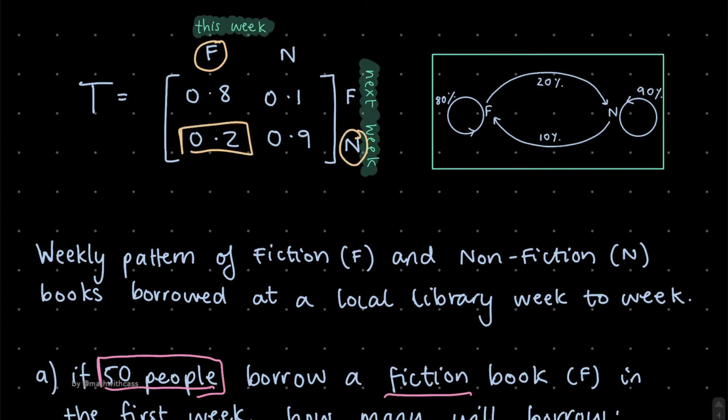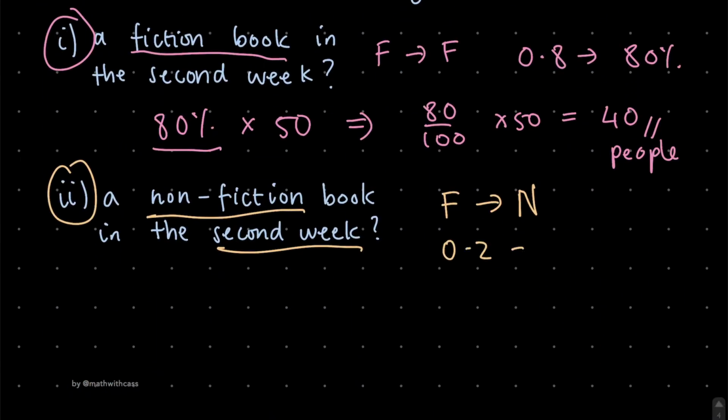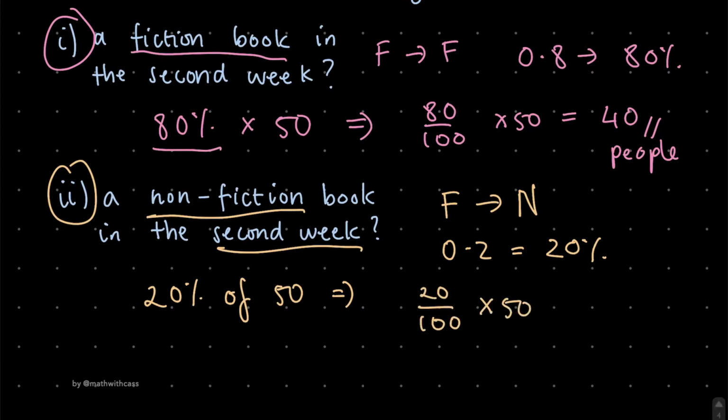So the element that we need is 0.2. So let's write that down here so we remember. Now 0.2 is the same as 20%. So same thing as before, it's still 50 people, but now it's 20% of 50 people, which when we put it in maths terms, it's 20 over 100 times 50, which gives us 10 people.